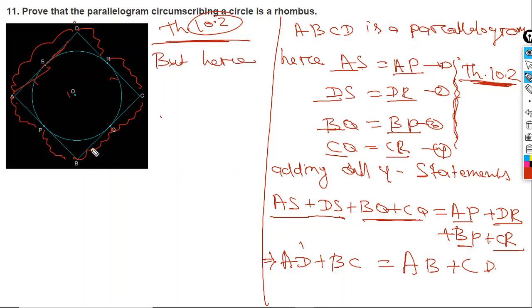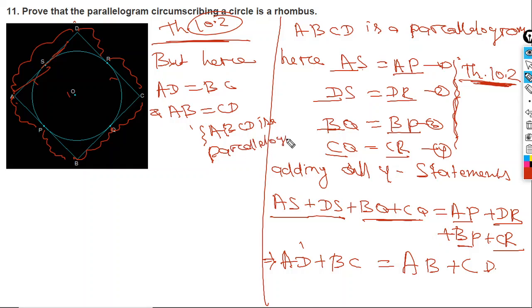But here we can write AD equals BC and AB equals CD. Why? Reason is ABCD is a parallelogram, and as opposite sides of a parallelogram are equal, therefore you have here, look at it, AD plus BC, but AD equals BC. Okay, we can write AD instead of BC, or instead of BC we can write AD.